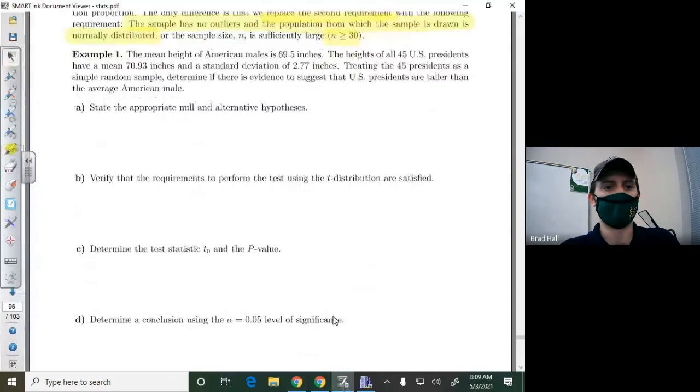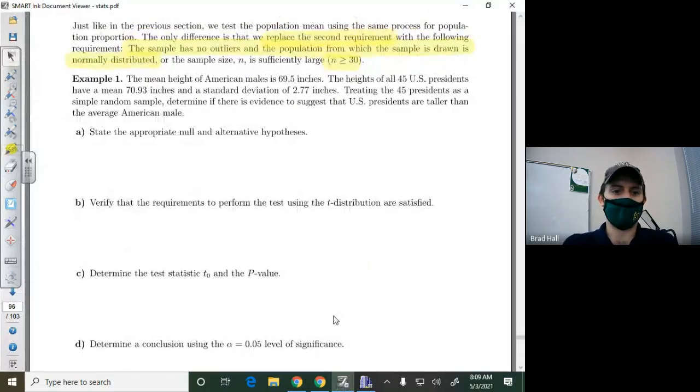Okay, so example 1, they tell us that the mean height of American males is 69.5 inches. And then I went and figured out the heights of 45 US presidents. You're thinking, aren't there 46? There's one president who served non-consecutive terms, so they counted him twice. There's 45 individual men who have served as president.